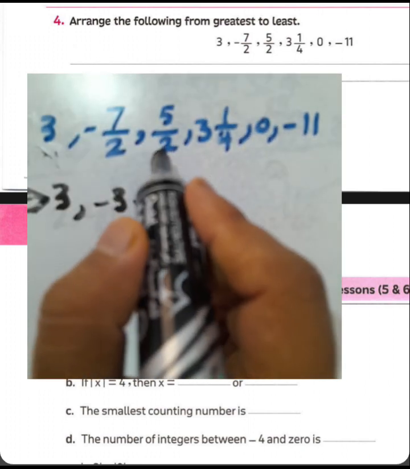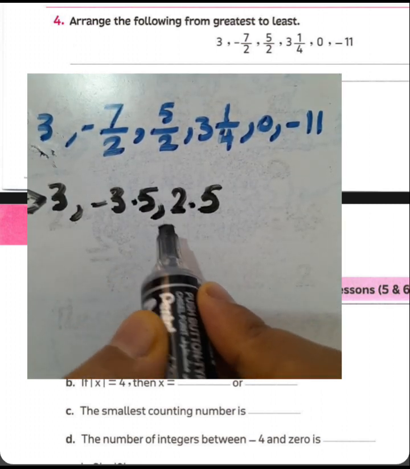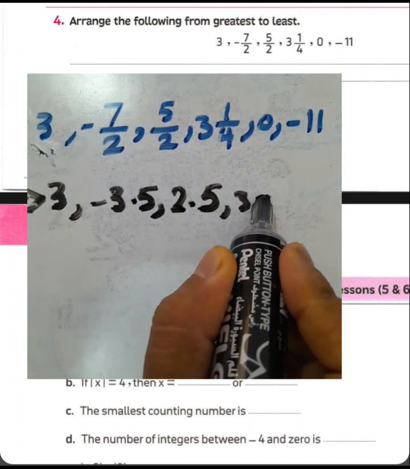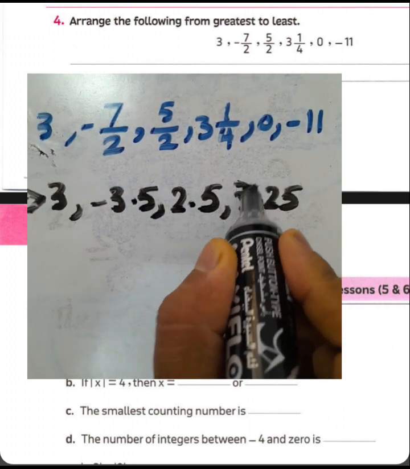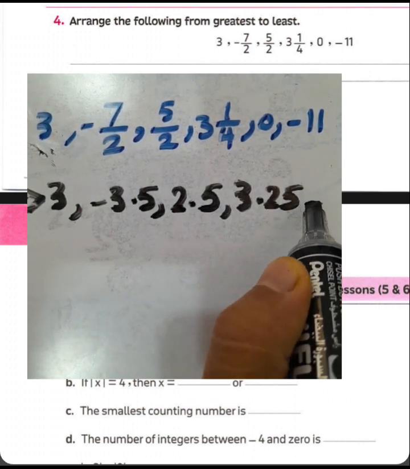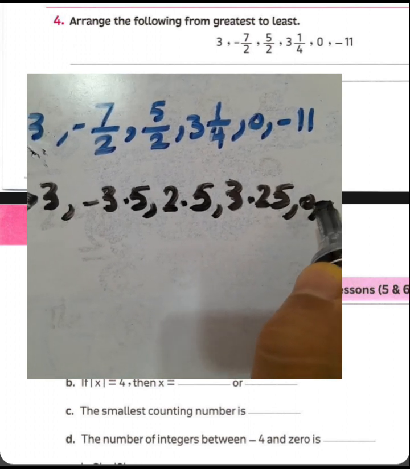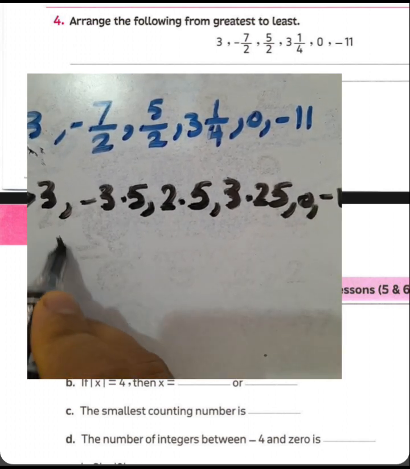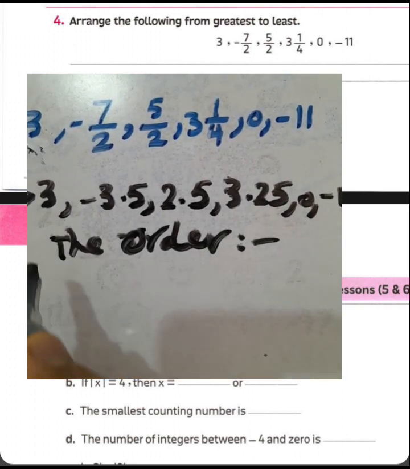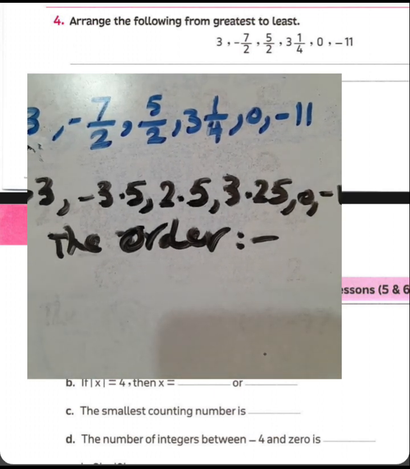And 5 over 2 divided by 2 will be 2.5. It's positive. Okay, but this number is negative. 3 and 1 over 4 will be 3.25. We know 1 over 4 equals 25 hundredths. And we have here 0 and negative 11. The order: you want to arrange from greatest to least, descending order.